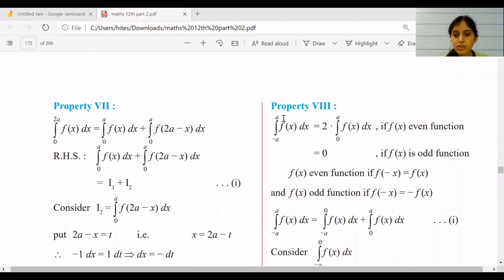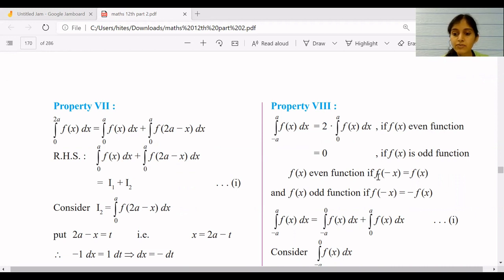Next one, property 8, very important. Integral minus a to a f of x dx is 2 times integral 0 to a f of x dx if f of x is an even function and is 0 if f of x is an odd function. Now, how do we understand whether f of x is even or odd? Here they've given an explanation for the same.